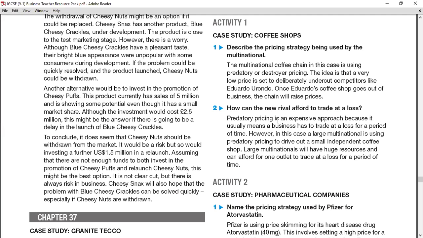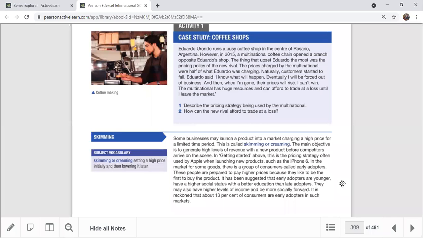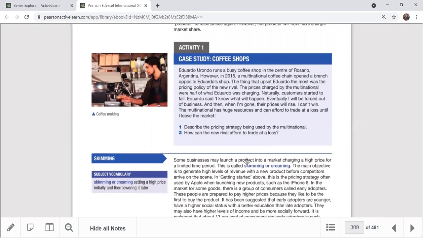So that's what happened. The second question asks, how can the new rival afford to trade at a loss? Predatory pricing is an expensive approach because it usually means a business has to trade at a loss for a period of time. However, in this case, a large multinational is using predatory pricing to drive out a small independent coffee shop. Large multinationals have huge resources and can afford for one outlet to trade at a loss for a period of time. If you get this kind of question in examinations, keep in mind you have to find out what the strategy is, and write in context what kind of strategy the multinational is using.